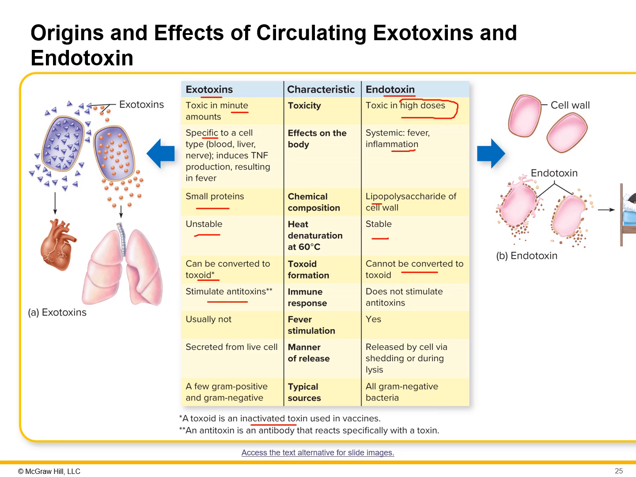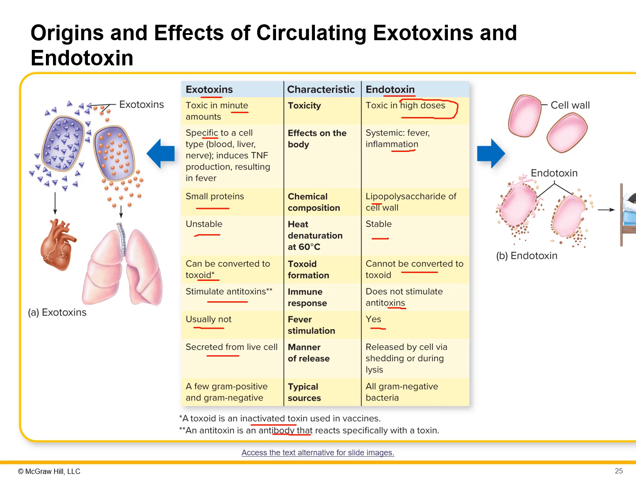Exotoxins stimulate antitoxins, and this is essentially an antibody that reacts to a specific toxin. So we make antibodies that recognize a cell. Antibodies also recognize different toxins. That is not the case with endotoxin, so we don't produce antibodies that recognize the LPS or that endotoxin. Exotoxins usually don't lead to a fever, whereas endotoxin, that LPS of gram-negatives, does cause fevers.